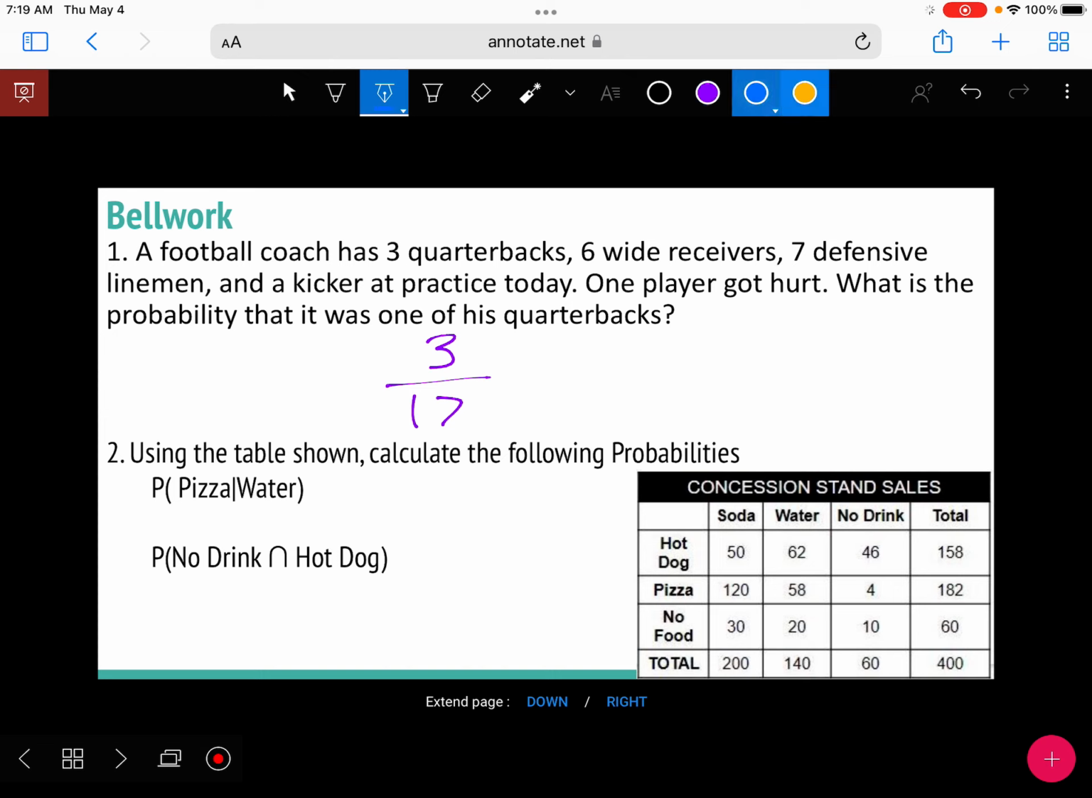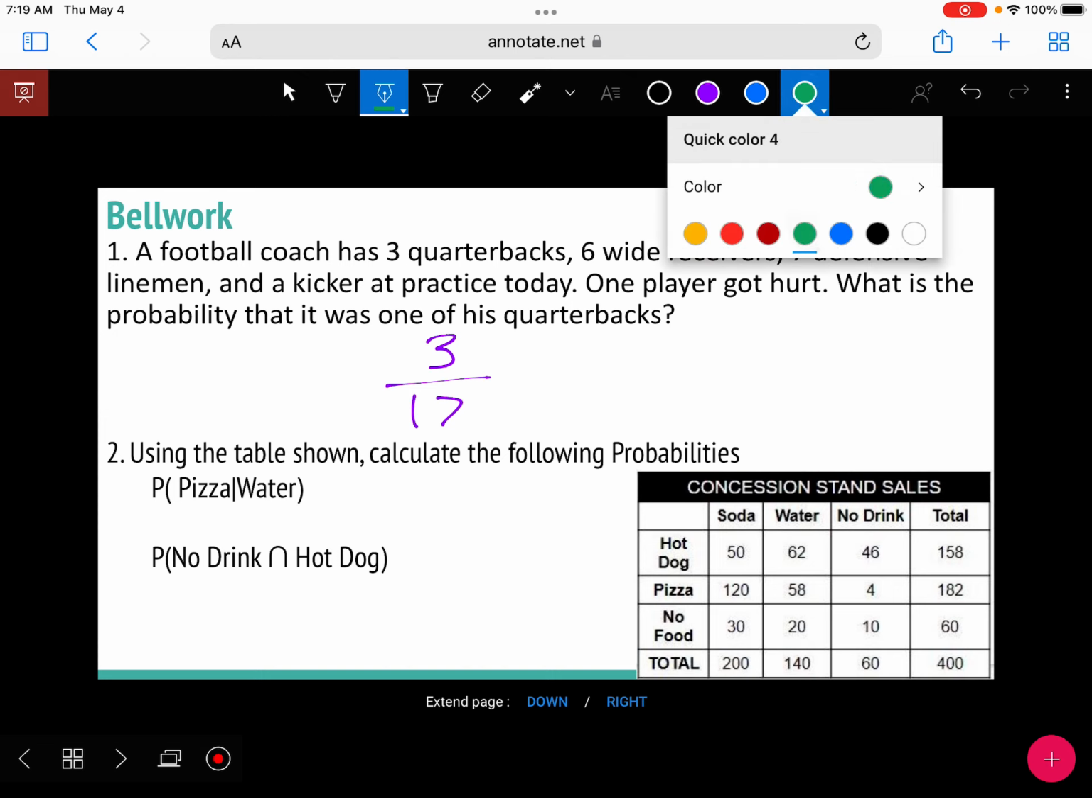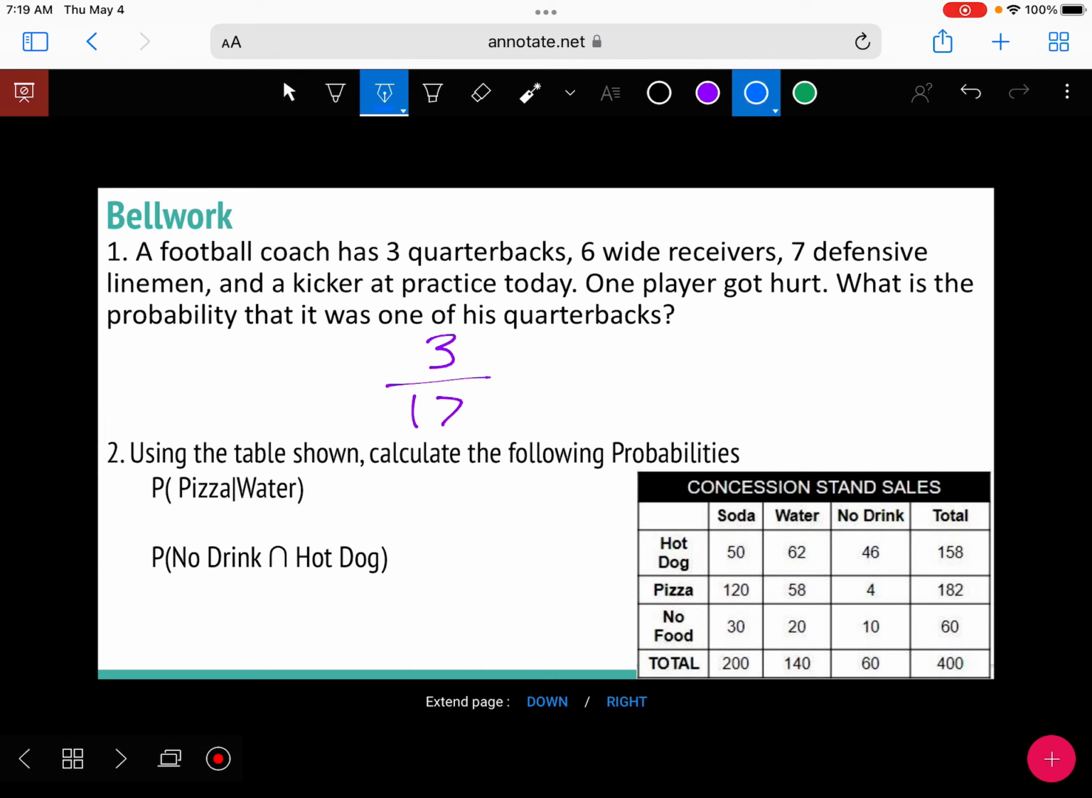So now we're looking at this table down here, and we're wanting the probability that someone picks pizza if I know they have water. So this is when we use our crossing out, or you have Post-it notes or whatever. I know they didn't get no drink. I know they didn't get soda. I know they had water. I saw them get water. What is the probability they pick pizza?